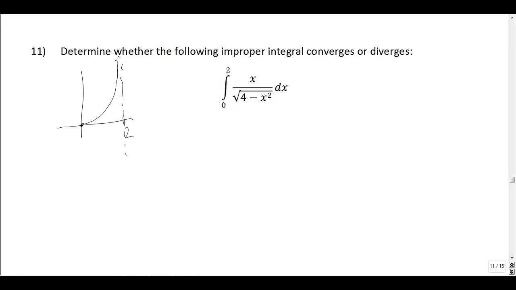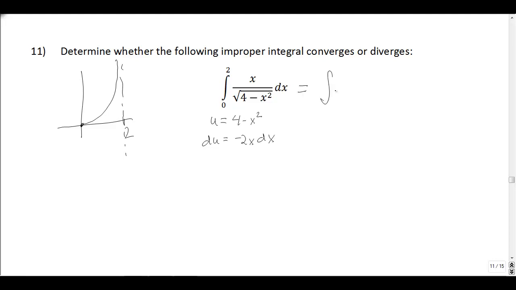So to do this, what I'm going to do is just try and evaluate the integral here. So I have 4 minus x squared on the bottom. Because of the last few problems I did, I'm thinking of a trig sub. That's going to get a little bit ugly. This is actually simpler. I can do a u-substitution. So let u be 4 minus x squared. Then du is negative 2x dx.